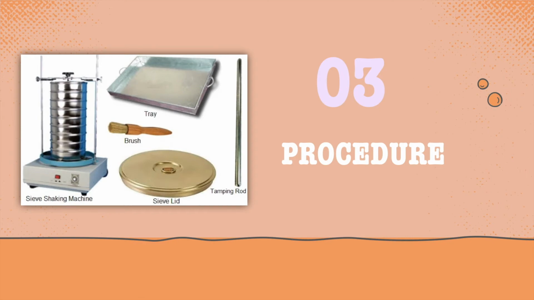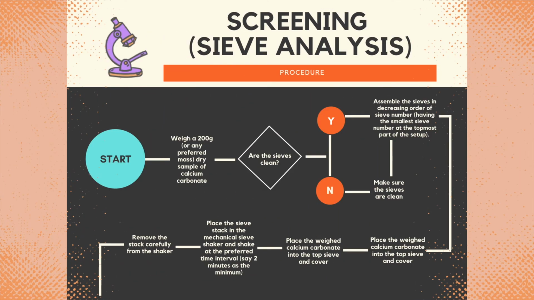To start with, prepare 200 grams of dry sample of calcium carbonate. Then make sure that the sieves are clean. If they are, assemble the sieves in decreasing order of sieve number, that is, having the smallest sieve number at the topmost part of the setup. Then place the weighed calcium carbonate into the top sieve and cover.